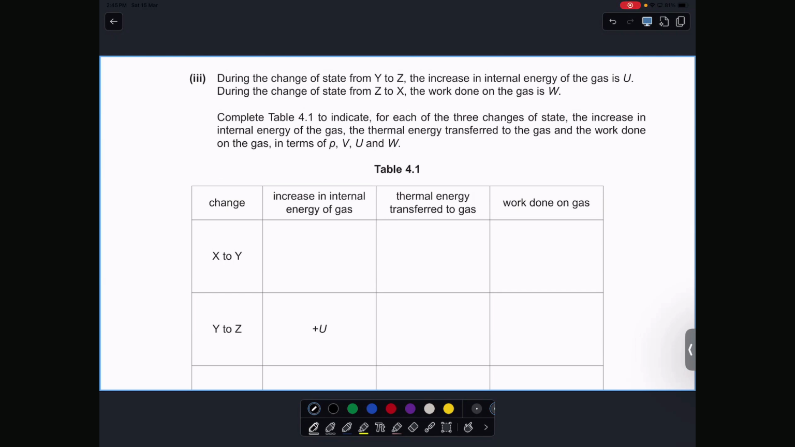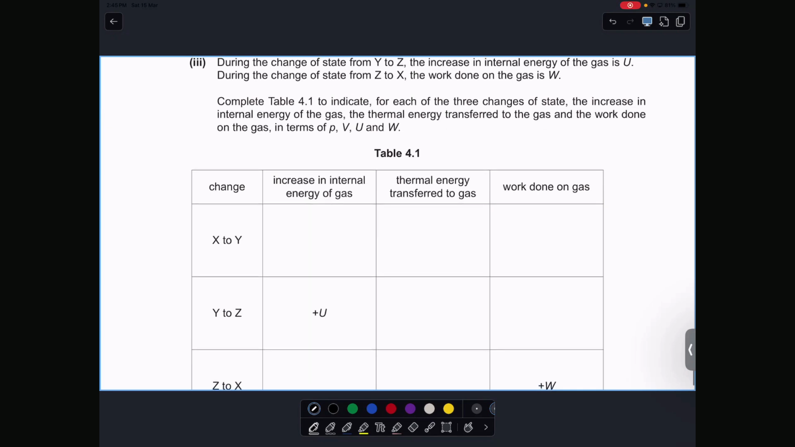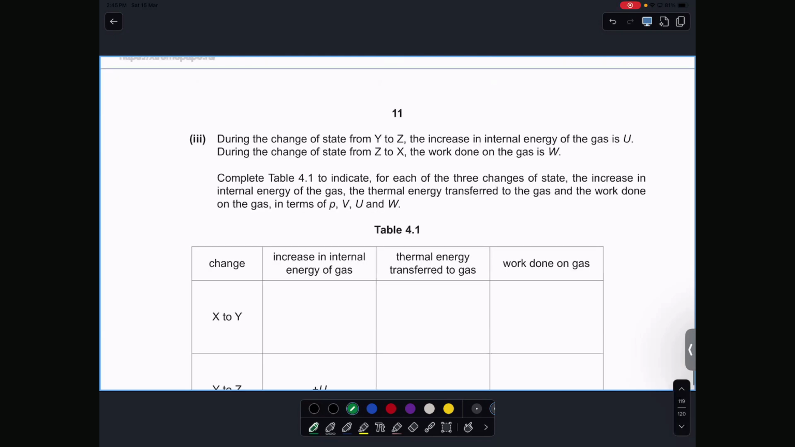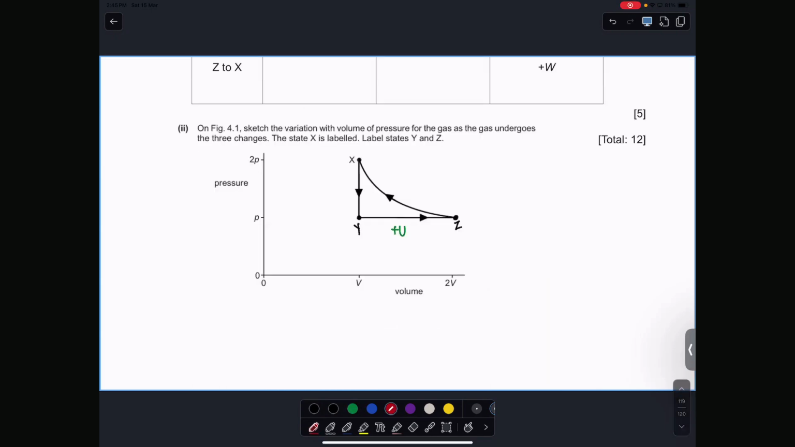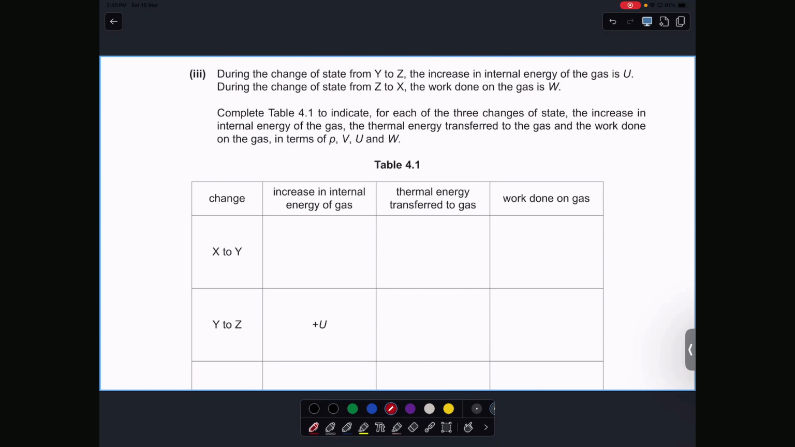It says that during the state change from Y to Z, the increase in internal energy is U, Y to Z. We put that as plus U. And it says from Z to X, the work done on the gas is W, so Z to X is plus W. And complete the table to indicate for each of the three changes of state the increase in internal energy of the gas, the thermal energy transferred to the gas, and the work done on the gas in terms of P, V, U, and W.